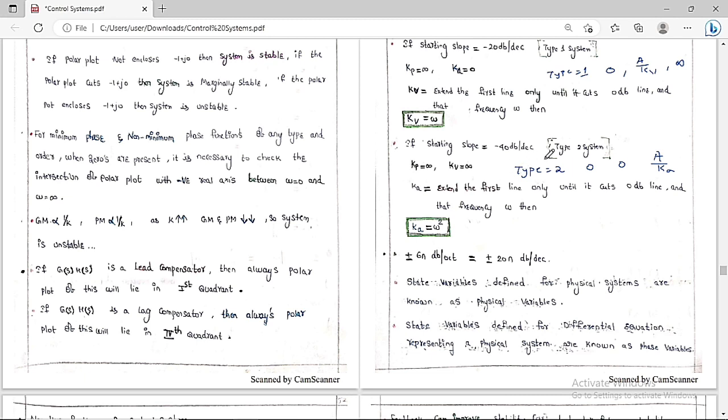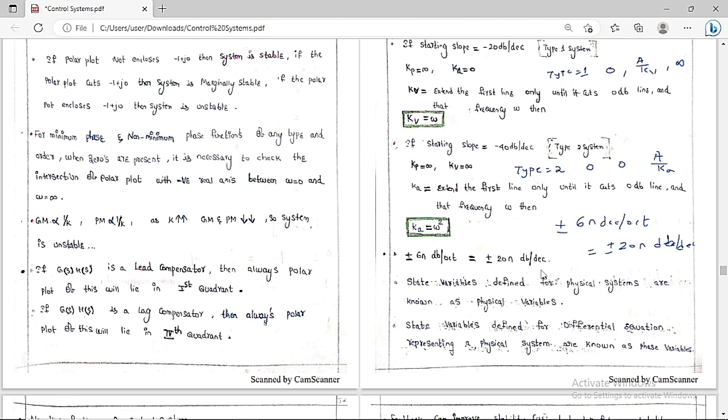So these things you always have to keep in your mind. The next point is that plus or minus 6n decibels per octave is always equal to plus or minus 20n decibels per decade. This is a formula you always have to keep in your mind.